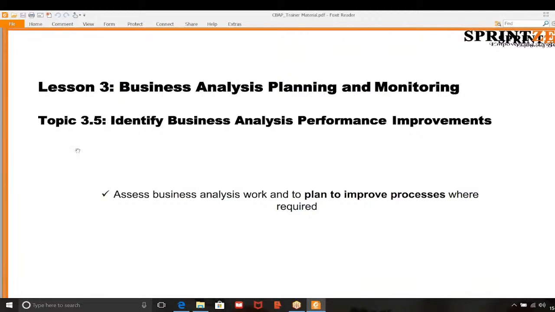Identify business analysis performance improvements. So we need to assess business analysis work and to plan to improve processes where required. So this somehow aligns with lessons learned, because we are identifying business analysis performance improvements. So we are inspecting and adapting. That's an agile concept.